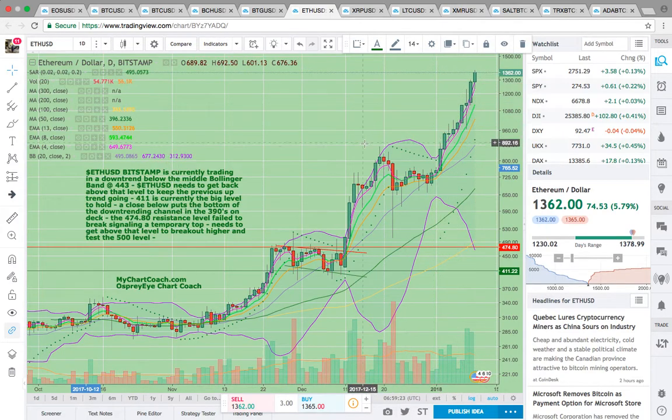It is a beautiful run. Down here, this annotation was actually from December 10th. And we were looking for a break above resistance, and that happened right the very next day on the 11th.